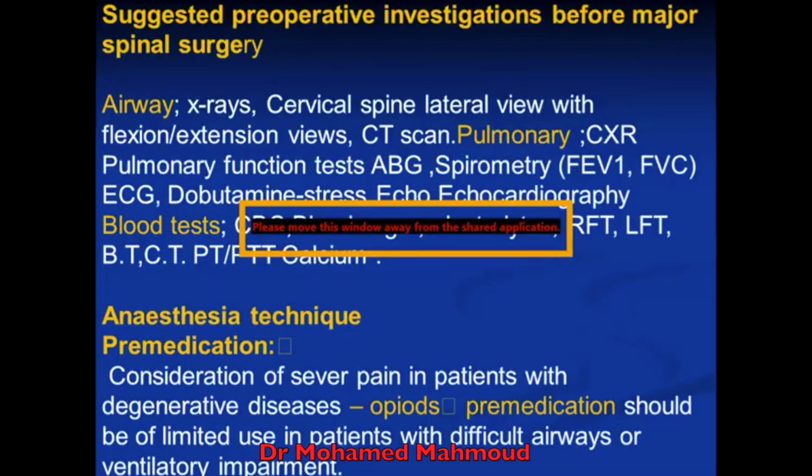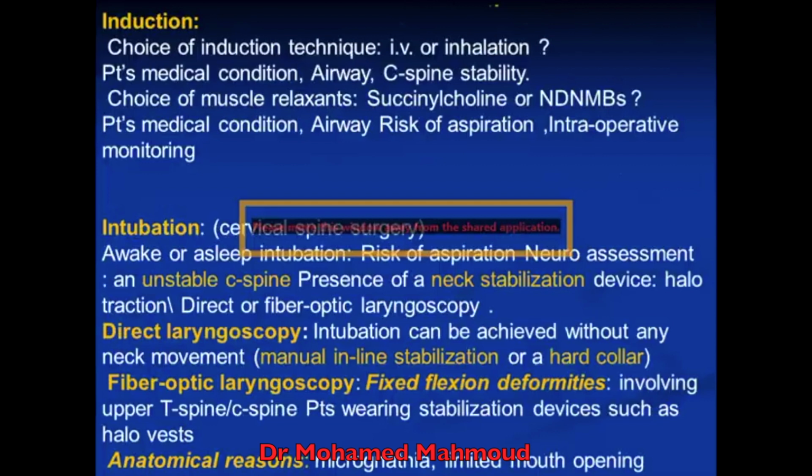Induction. Choice of the induction technique: IV or inhalation anesthesia, according to the patient's medical condition, the airway and the cervical spine stability. Choice of the muscle relaxant: rapid sequence with succinylcholine or a non-depolarizing muscle relaxant, according to the timing of the injury and the patient's medical condition, and if there is any risk of aspiration.